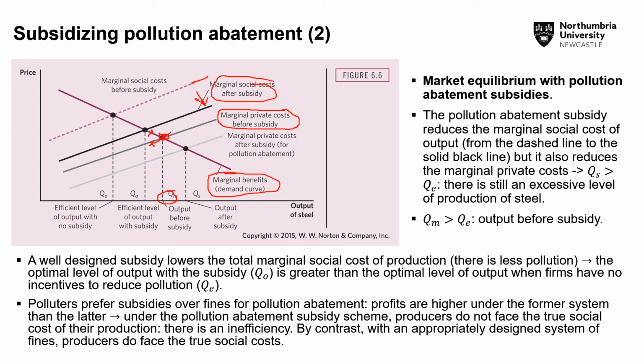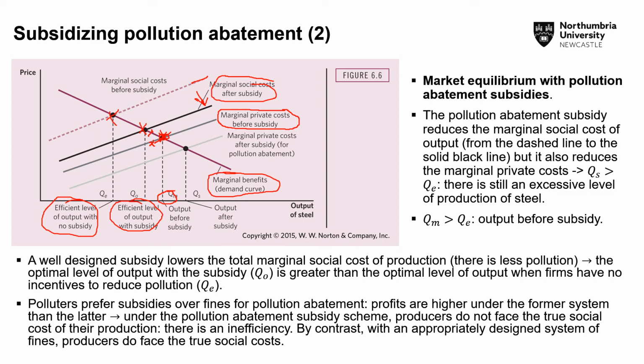Note that the efficient level of output without a subsidy is at this point, but this is not what is happening, right? This is what should be happening, but this is not what is happening. Instead, this is what is happening before a subsidy. So now the new efficient level of output with a subsidy is more steel.